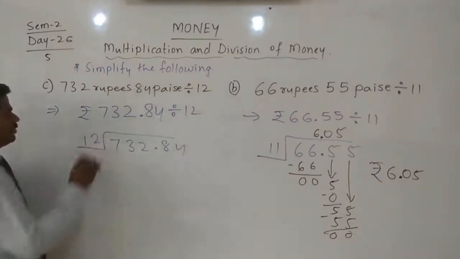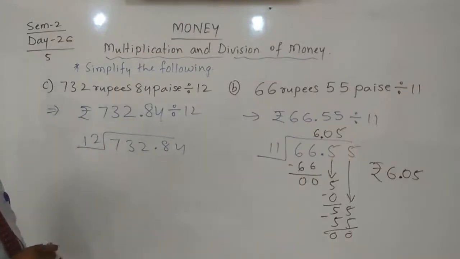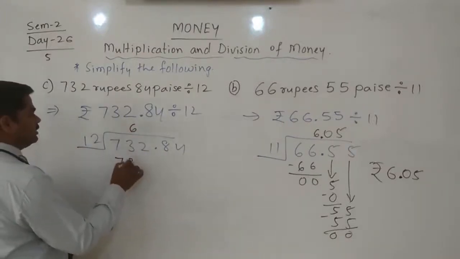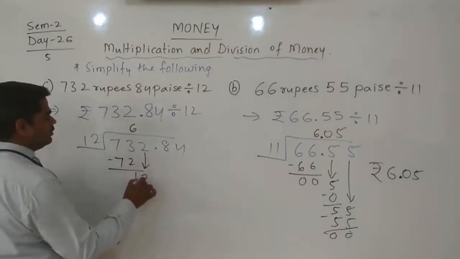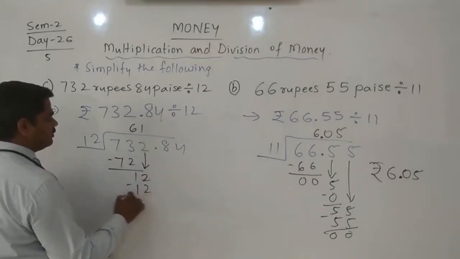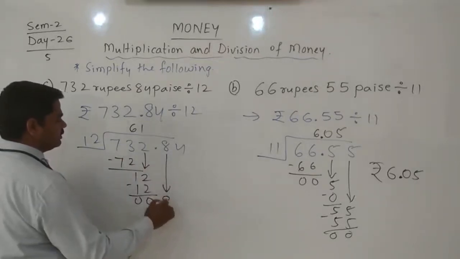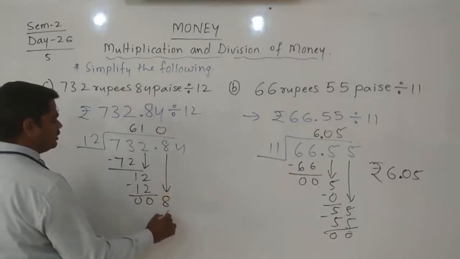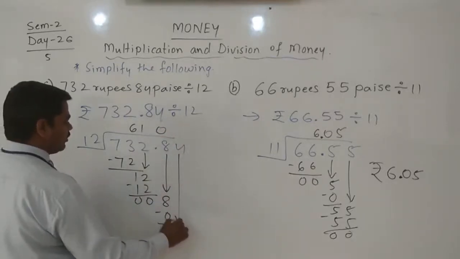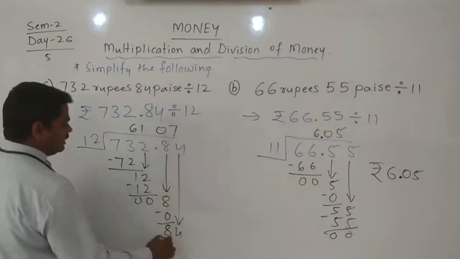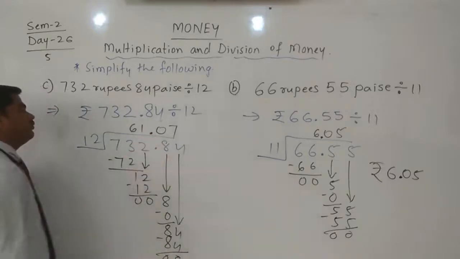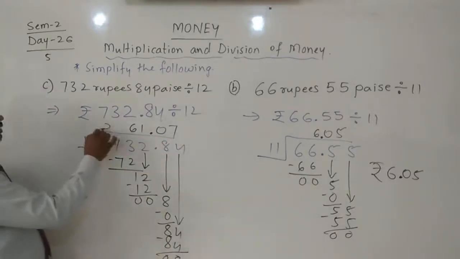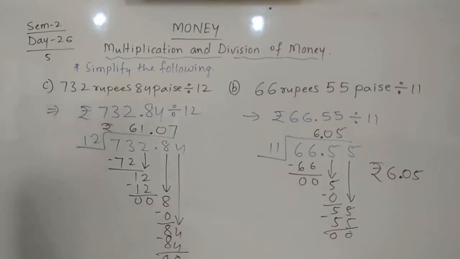732.84 by 12. 12 sixes are 72. Then 1 remains. Bring down 2. 12 ones are 12. Bring down 8. 12 zeros are 0. 8 remains. Bring down 4. 12 sevens are 84. Then where is the decimal? Just above. Rupees 61.07. This is the answer. Simple one.